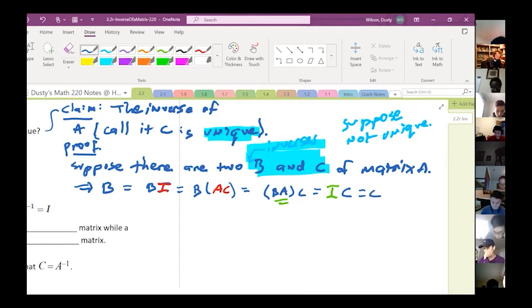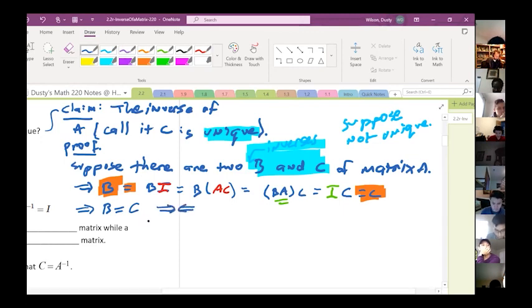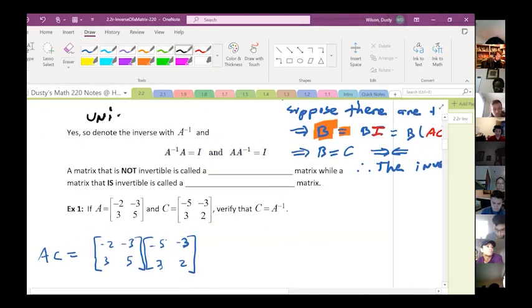So notice what we're saying. We are saying that B is equal to C. But we supposed that there were two different inverses, and we just learned that B was equal to C. So golly, that must mean a contradiction. Therefore, we have that the inverse is unique. There's a unique inverse. We don't want to call it C or B or any of those things. So since there's a unique inverse, we'll give it its own symbol. We're going to cleverly call it A inverse. It's probably going to blow your mind.